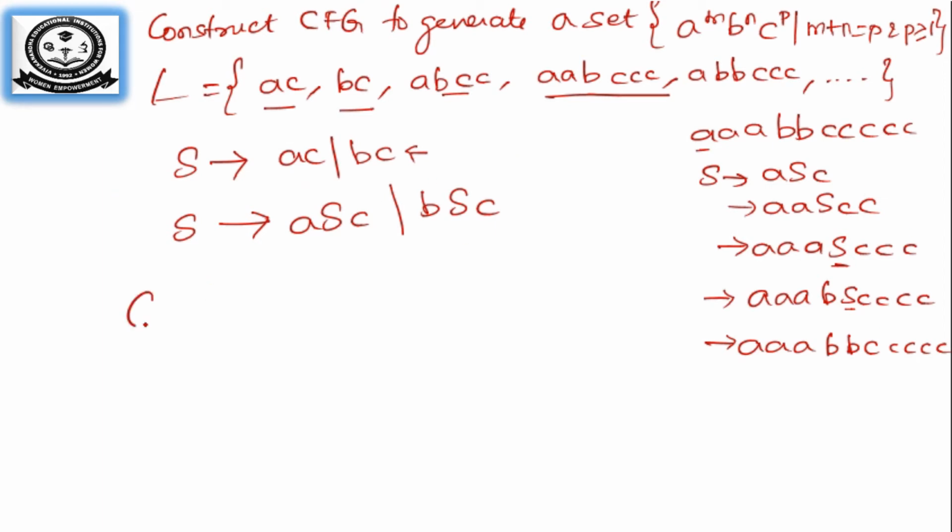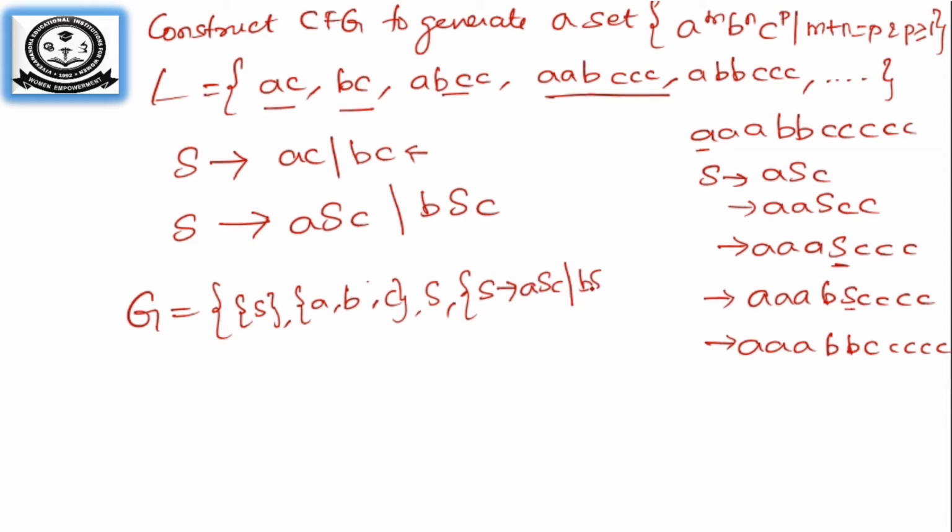So this is the grammar. My CFG is going to be with only one non-terminal variable and 3 terminal variables, A, B and C. My start symbol is S and my rule is S tends to ASC or BSC or AC or BC. There is no epsilon in this grammar, because P is starting from N greater than or equal to 1.